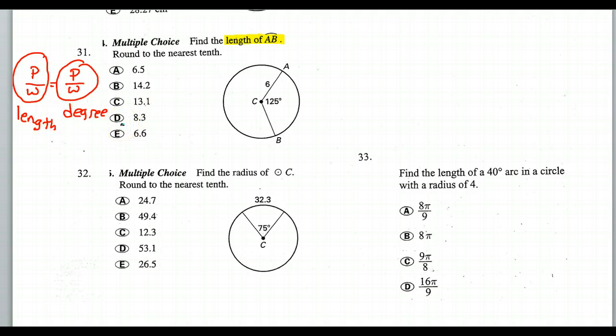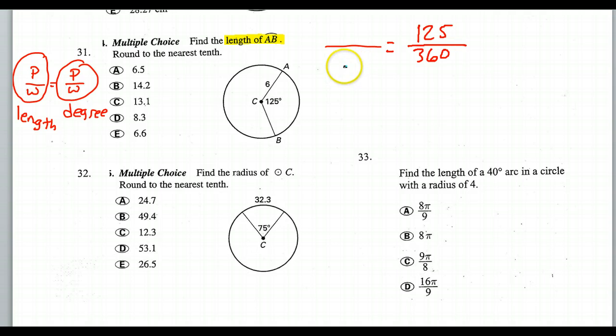Okay, so that's what we're going to do. Let's get started. On the right hand side, part over whole, degrees. The partial degrees are right here, 125. Basically the arc measure. The total degrees, of course, are 360.